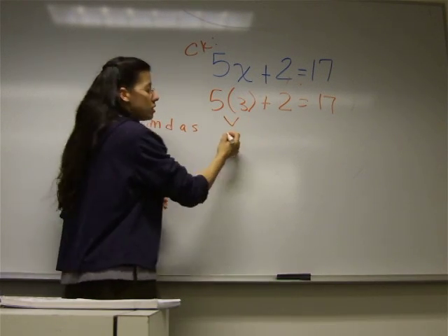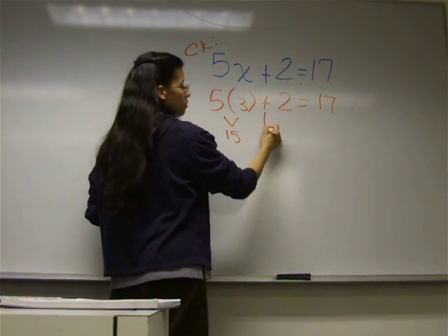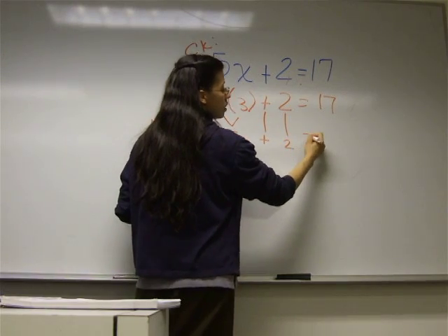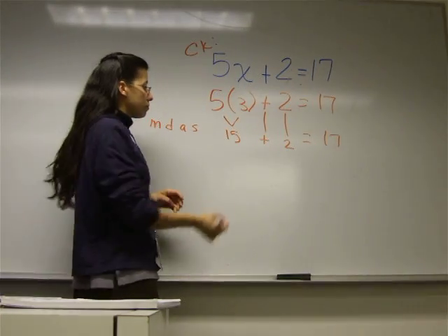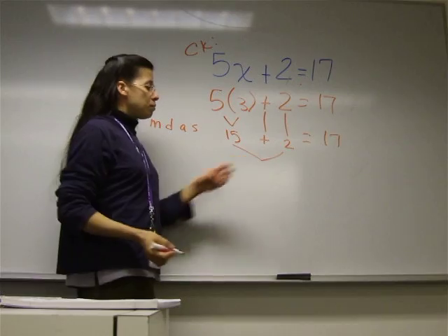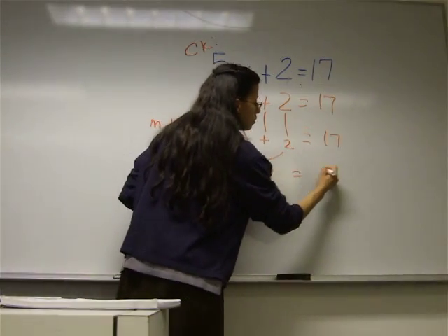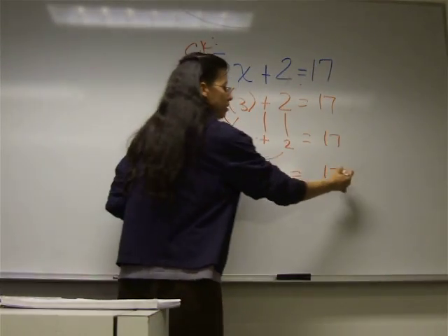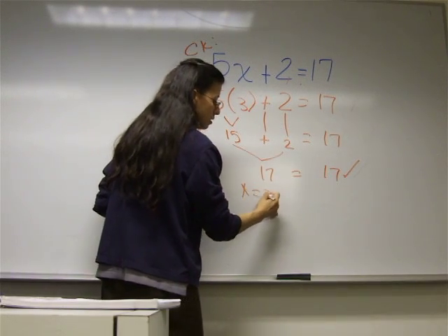5 times 3 is 15. Plus 2 equals 17. 15 plus 2 is 17, equals 17. Check. X does equal 3.